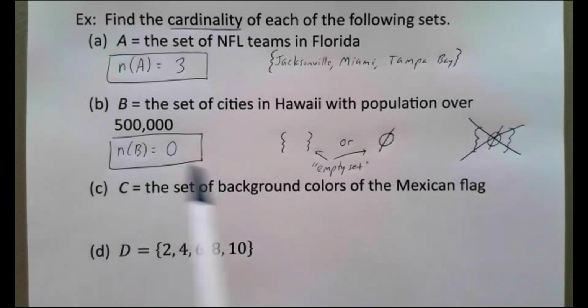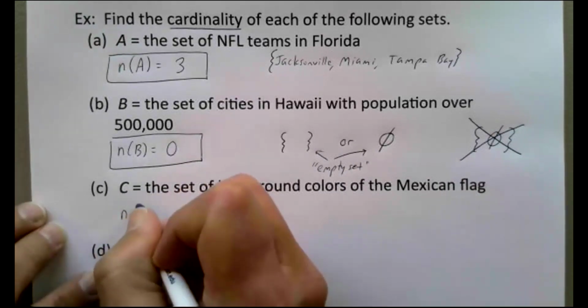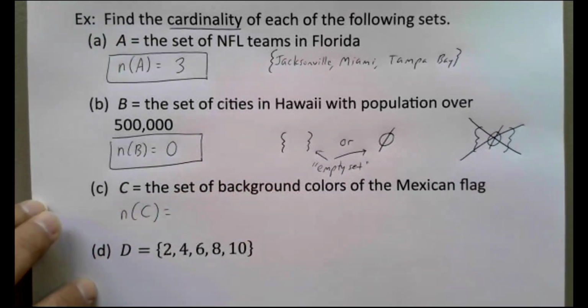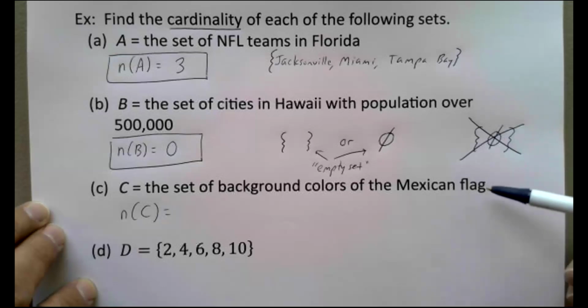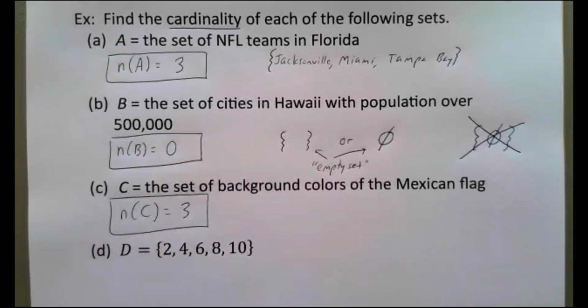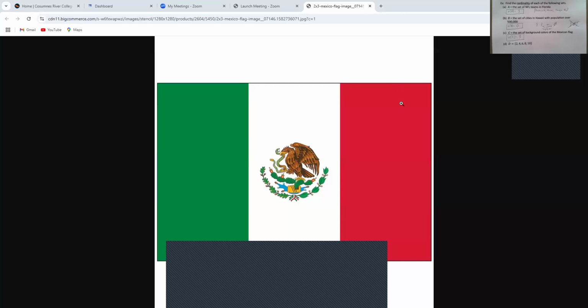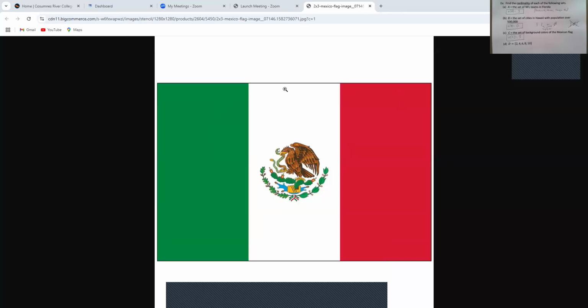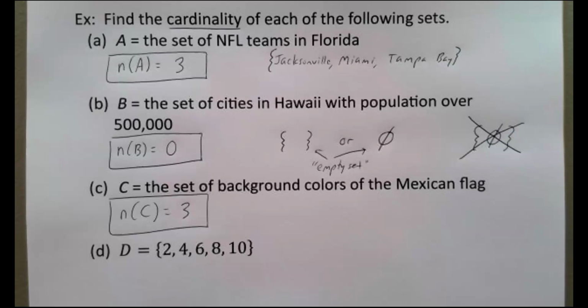So the number of elements in set B would be 0. The number of elements in set C, this is also not a fair test question. Don't worry, I would not ask you this on a test. I don't expect everyone to be an expert on the Mexican flag. The answer is 3, by the way. Green, white, and red. If you go look at the Mexican flag, you'll see the background colors are green, white, and red. These primary colors in the background is what we were referring to there.